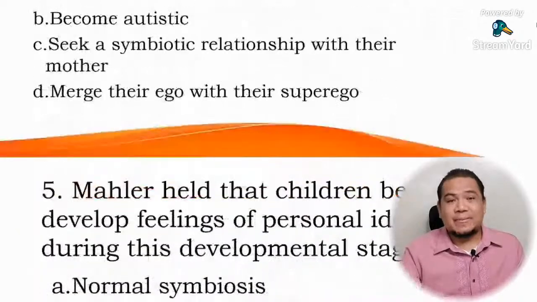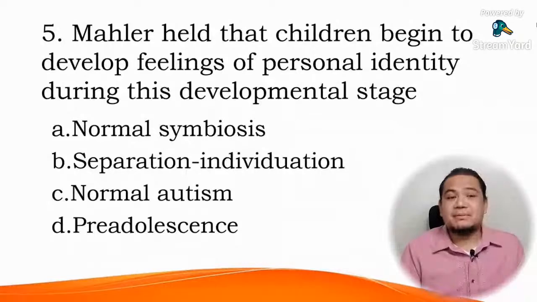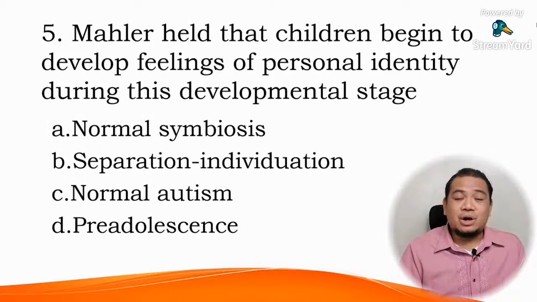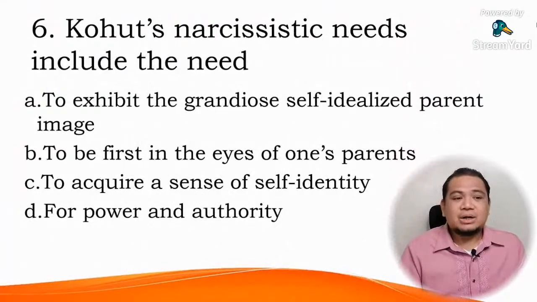Number 5. Mahler held that children begin to develop feelings of personal identity during this development stage. Is it A. Normal symbiosis, B. Separation individuation, C. Normal autism, or D. Pre-adolescence?